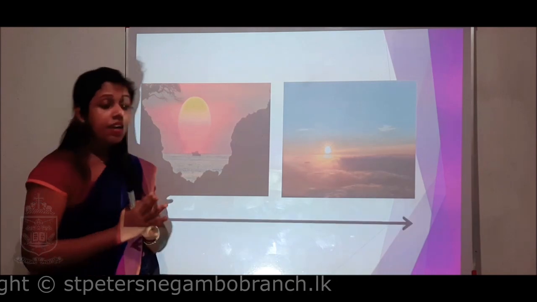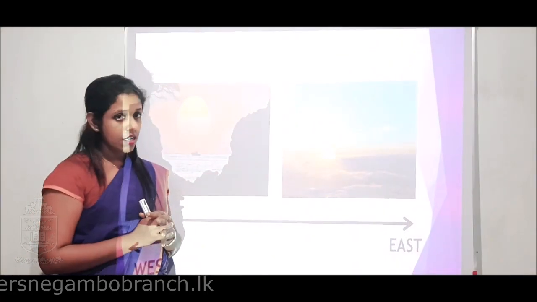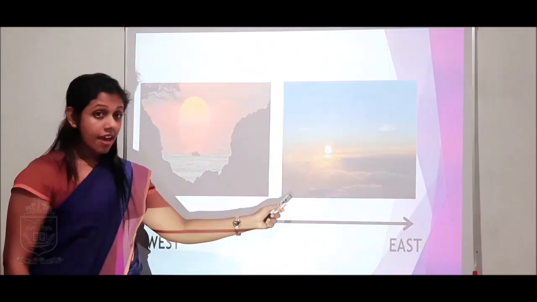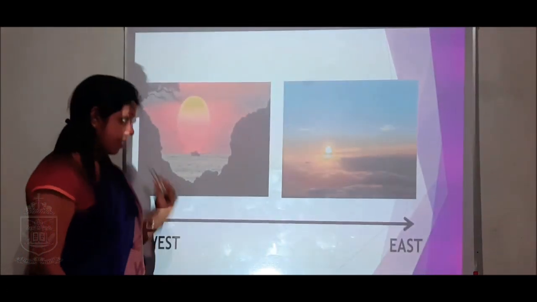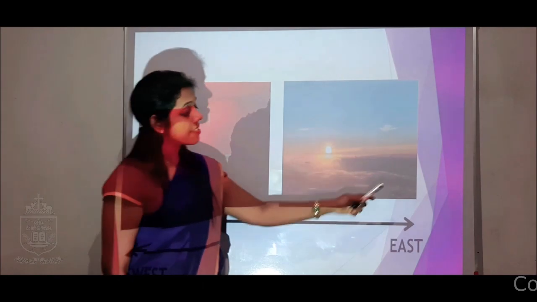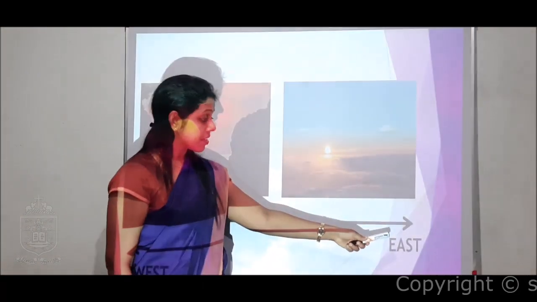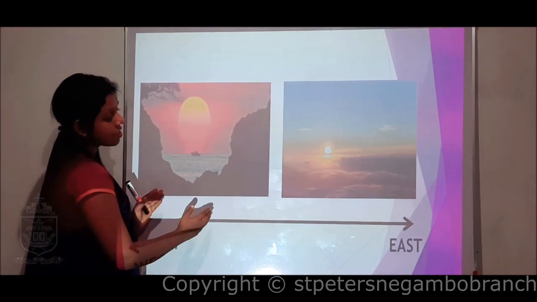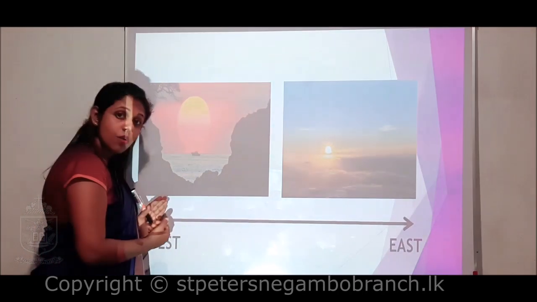Okay, now we have 2 fixed directions. What are they, children? We have east and west. The sun rises in the east direction. Just opposite to the east we have the direction in which the sun sets, that is west.